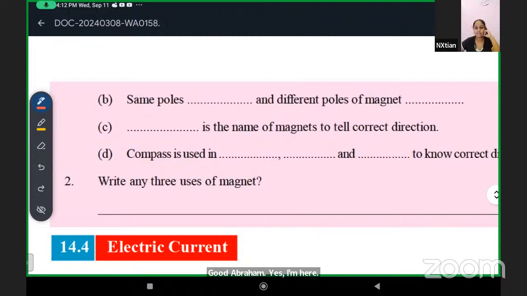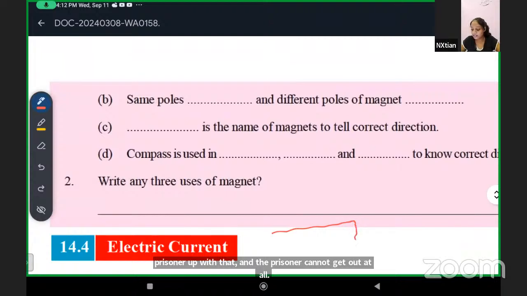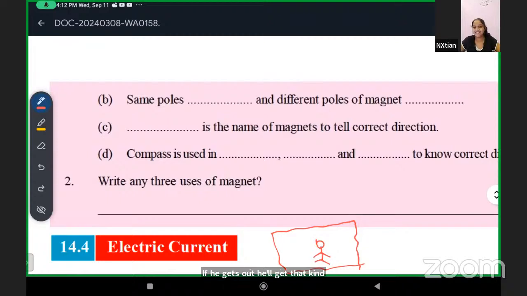Yes, Onion. You could also use magnets to seal bags, like your brother did. Or if you took a really strong magnet, you could take a rope or something and seal things with it. Like in all these movies, an electromagnetic current comes and ties the prisoner up, and the prisoner cannot get out at all. Okay, I got it. That is an electromagnetic current surrounding the prisoner. The prisoner is in between, and if he gets out, he'll get a shock. That kind of thing.